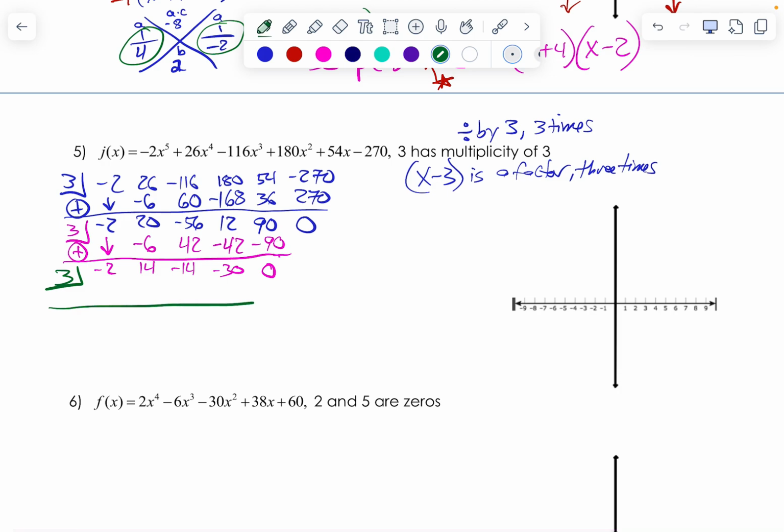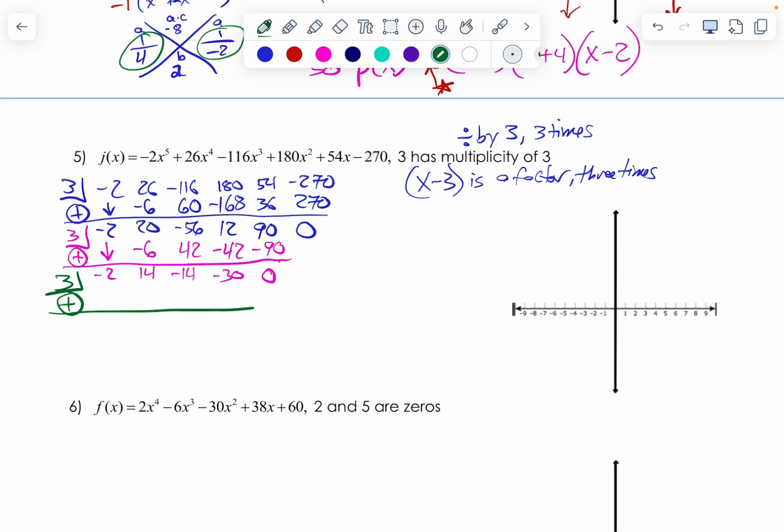Why are we doing it then if we were told that 3 is a 0 3 times? Why do we have to go do all this division? That's a good thing to be able to put into words. Like, why am I taking time to do all this if I already know that 3 is a 0 3 times? Eventually. Good. What were you going to say? Yeah, we got to break this thing down from 5th degree to 2nd degree so that, like Sophia said, we can find the other zeros. Okay?